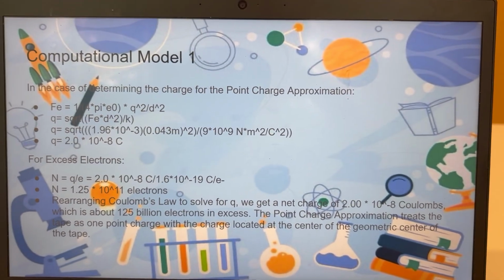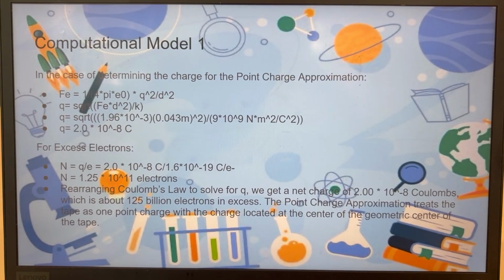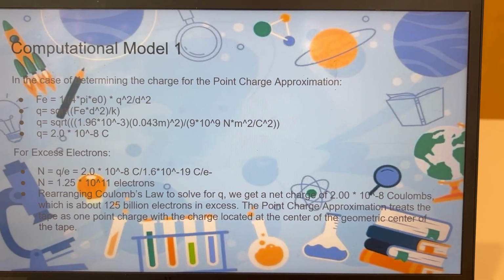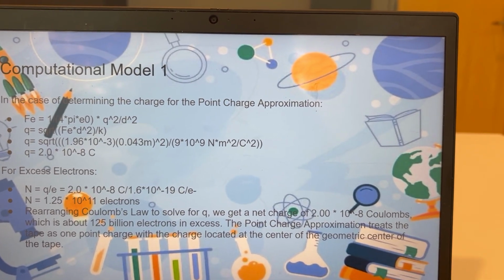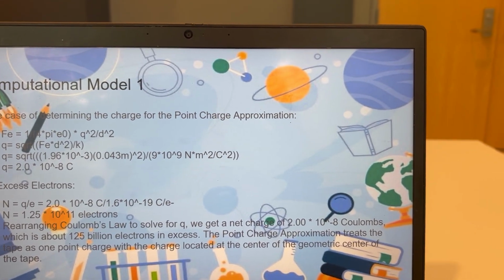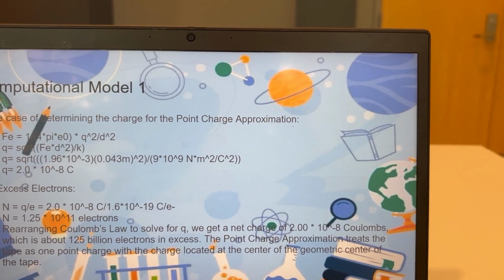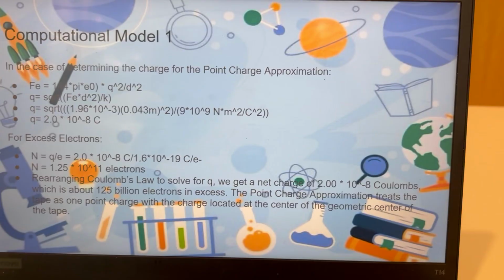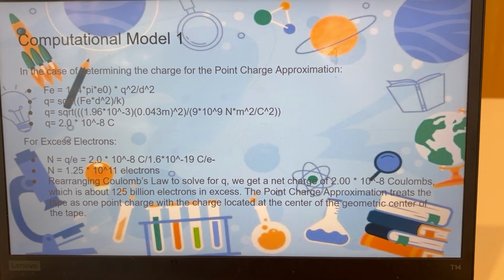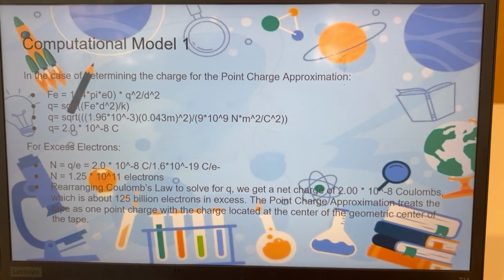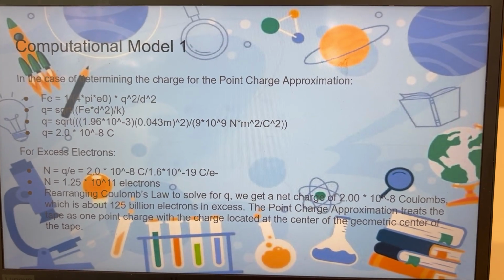For the calculations of excess electrons, n turns out to be 1.25 times 10 to the positive 11 electrons. Rearranging Coulomb's law to solve for Q, we get a net charge of 2 times 10 to the negative 8 coulombs, which is about 125 billion excess electrons. The point charge approximation treats this tape as one point charge, with the charge located at the geometric center of the tape.